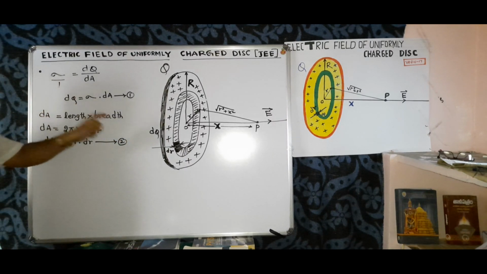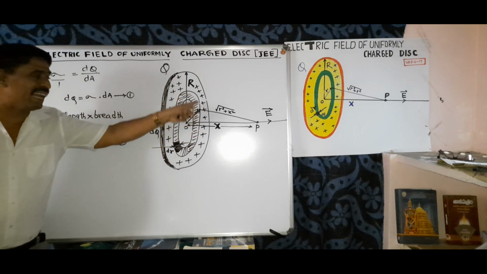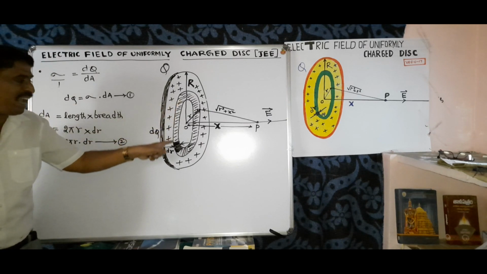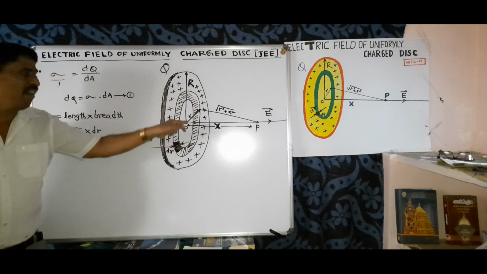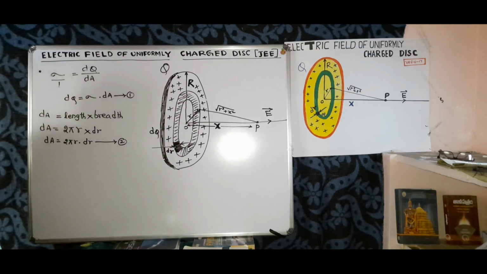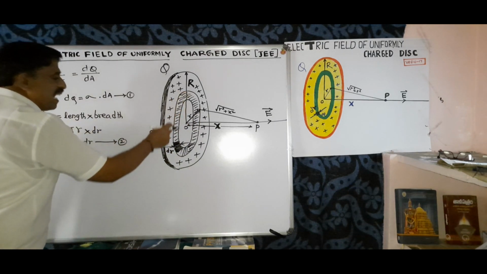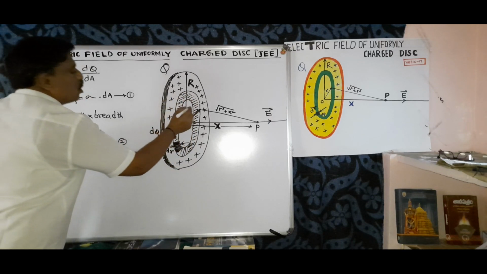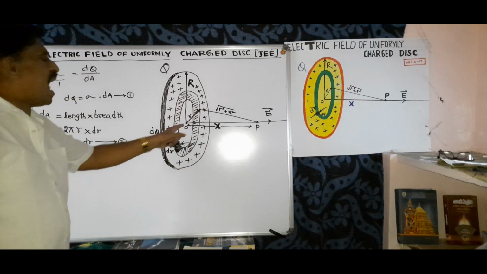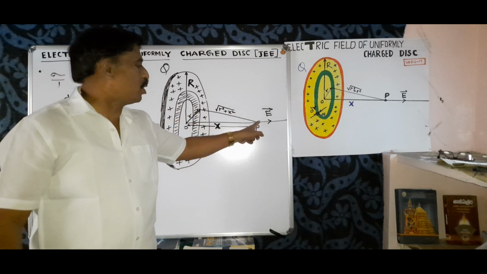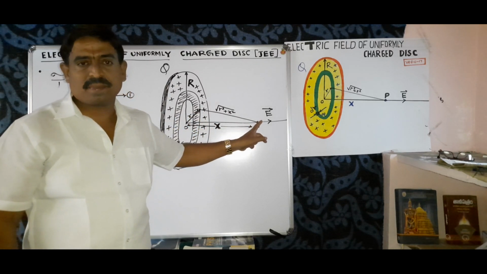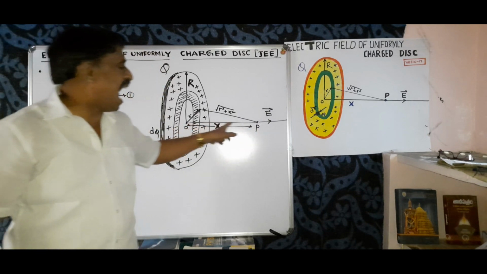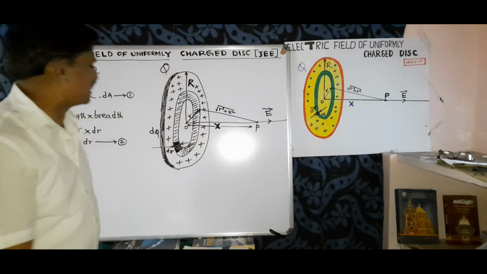dq represents charge on this ring with center O. dA represents area of this ring with center O. Now, on this ring, a small amount of charge is present. Due to that charge, some electric field is produced at the point P. P is the observation point on the axis of the circular disk.